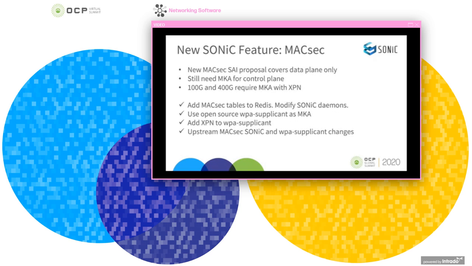The second new SONiC feature that we will demonstrate is MACsec with MKA. There is a new MACsec SAI proposal, but if you read it, you'll discover that it covers data plane operations only. We still need MKA for the control plane, and MKA must be extended with XPN to support 100G and 400G interfaces often found on a modular chassis.